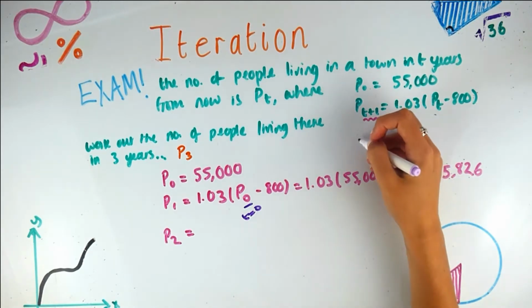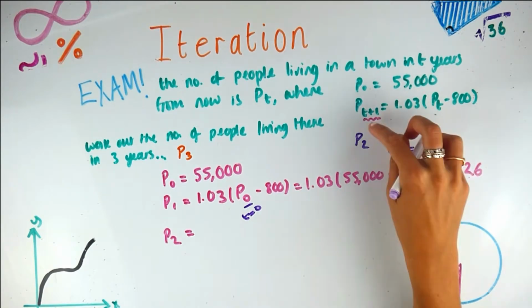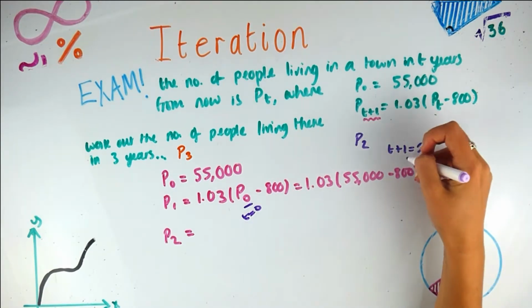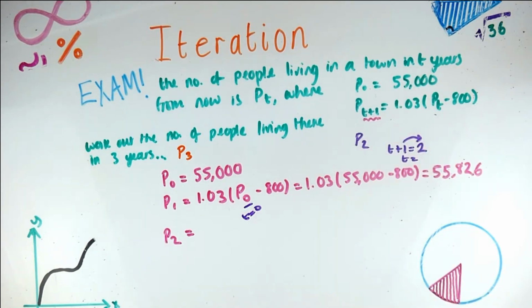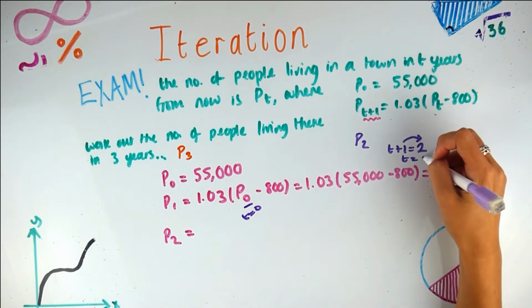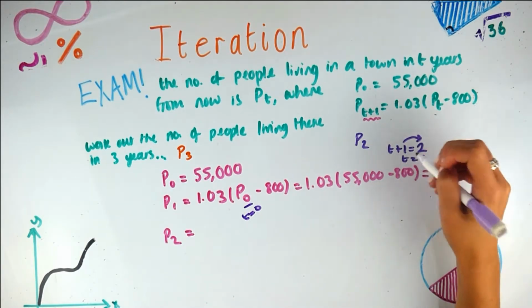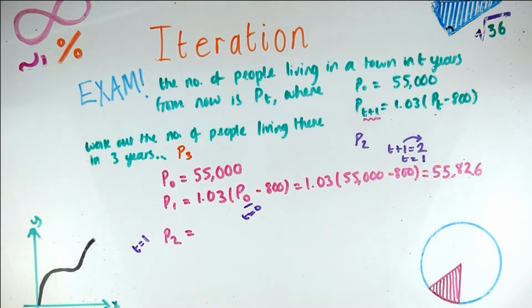So if I want P2, I need this t plus 1 here, this little subscript, to equal 2. So if I solve for t, I'm going to take the plus 1 over there. It's going to do the inverse operation, so I'm going to subtract 1. So 2 subtract 1 gives me 1. So now for P2, I need to substitute in t equals 1. So let's have a go at that.